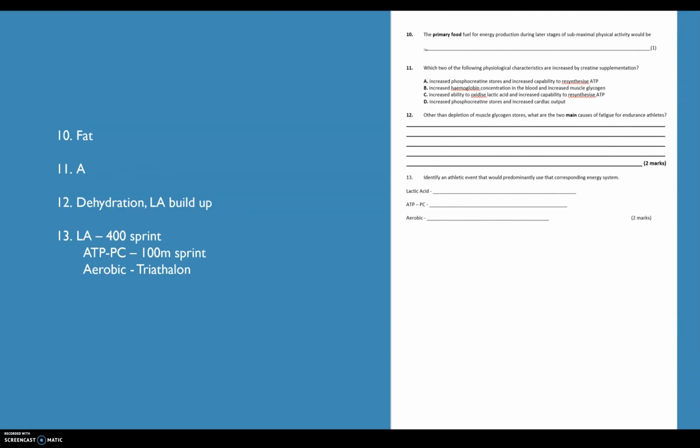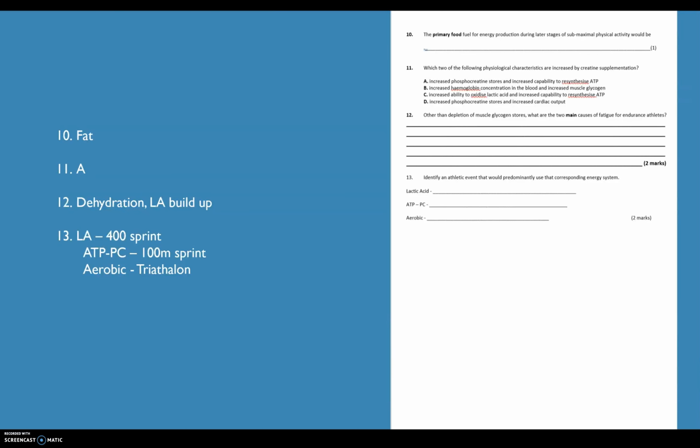Question 10, the primary food fuel for energy production in the later stages of submaximal physical activity would be... I suggested fat would be the one there as we're working in the later stage of submaximal physical activity. We might have used all our glycogen, but fat would be the better answer there. Which 2 of the following physiological characteristics would be increased by creatine supplementation? Again, not something that we've specifically gone through, but if we're supplementing creatine, then that's going to increase our phosphocreatine stores. And if we're resynthesizing ATP by using our PC system, if we're supplementing that, then that would be increased. So A is the answer there.